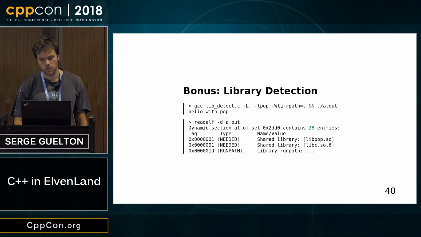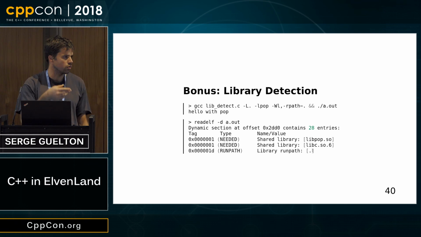Here I had this linker flag -rpath dot. This means that when I am looking for libraries, I will look into the current directory. And I can get this information from the dynamic section. Here I have this run path. Sometimes it's useful if you want to fix your library dependencies.